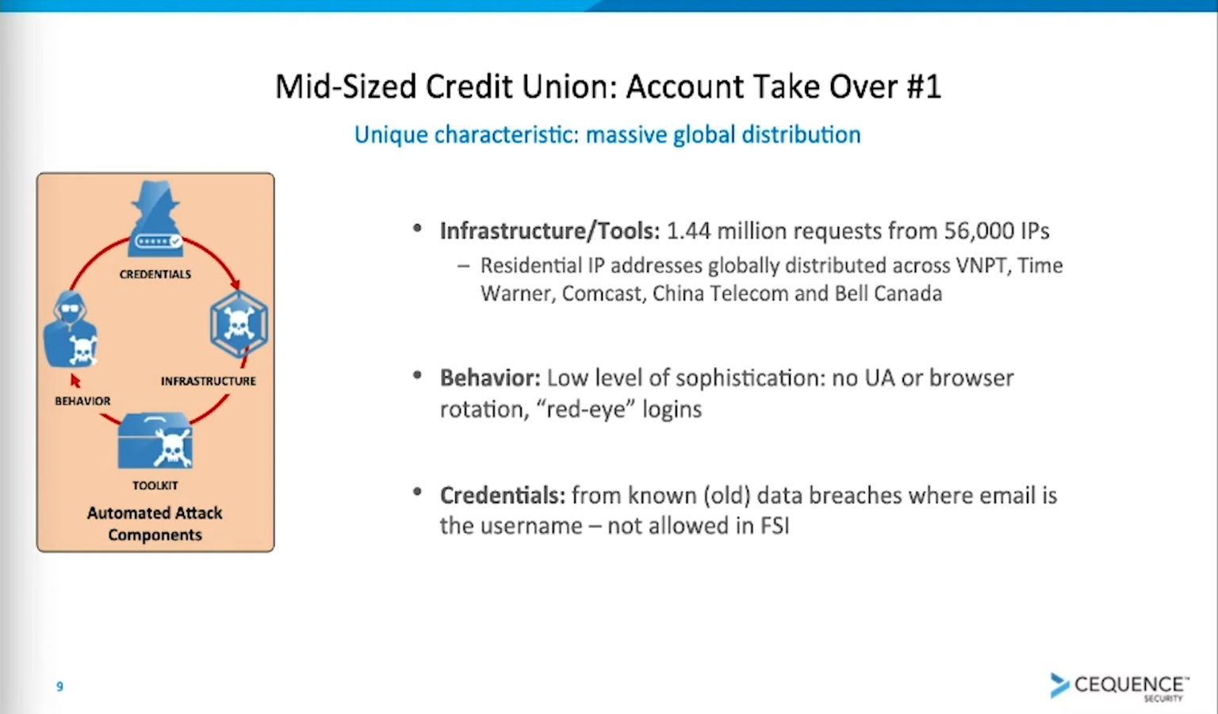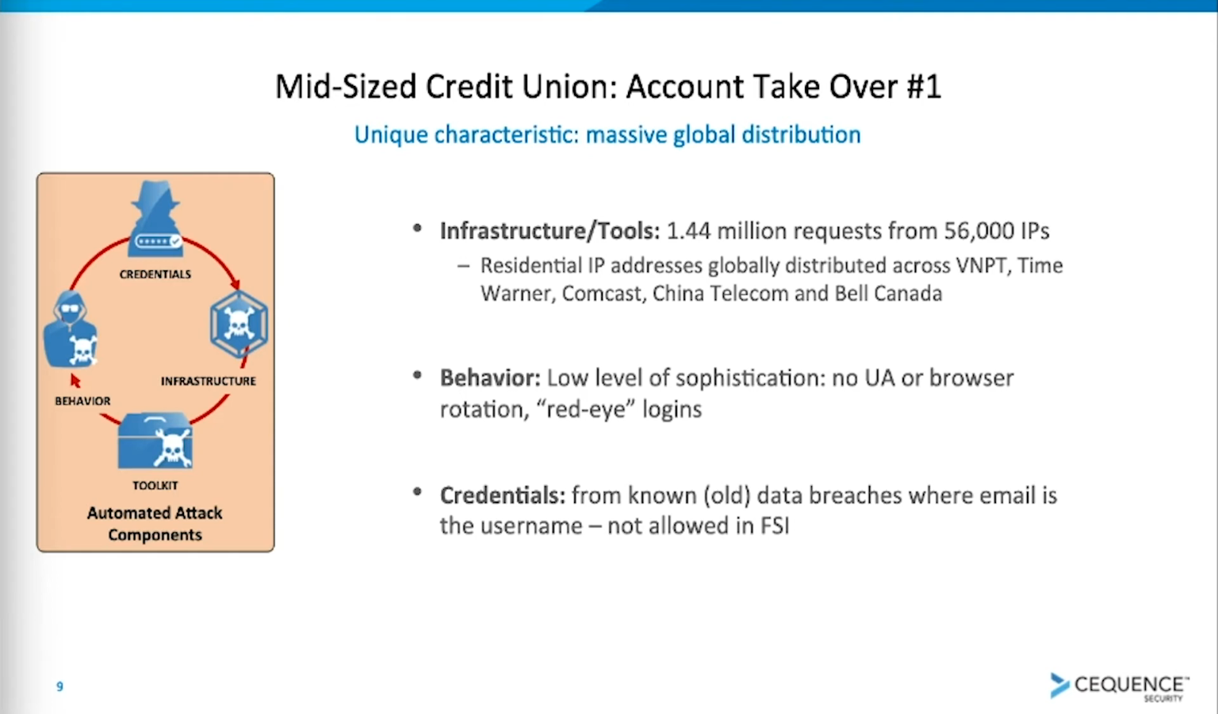In this particular attack, the unique characteristic that I saw in the data was the massive global distribution of the attack. The attackers used a combination of infrastructure and tools to distribute 1.4 million requests across 56,000 IP addresses. Those IP addresses were distributed globally from Vietnam, United States, China, and Canada. So it's a very global distribution of the attack, which in some respects is one of the characteristics that we're able to see and begin to look at more seriously to determine if the attack is malicious or legitimate.